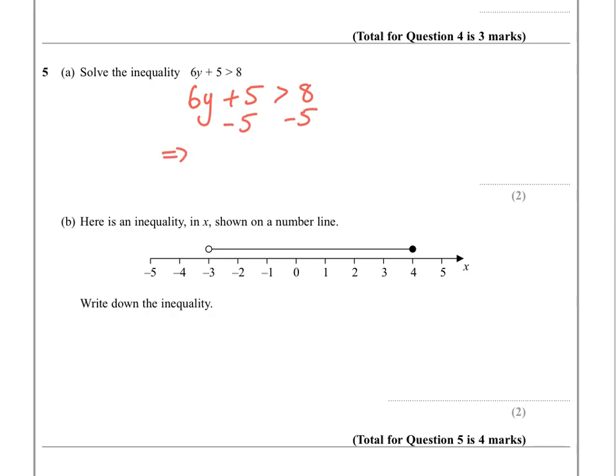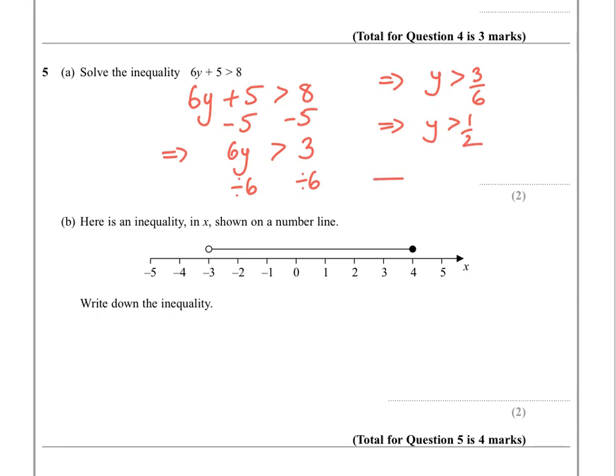Well, you're not timesing by a negative here, so if you just took 5 off both sides, then you should be fine with 6y is greater than 3. And then if you divide both sides by 6, 6 being a positive number, then you're not going to change the inequality sign, and you're going to be left with y is greater than 3/6, which is the same as y is greater than 1/2.